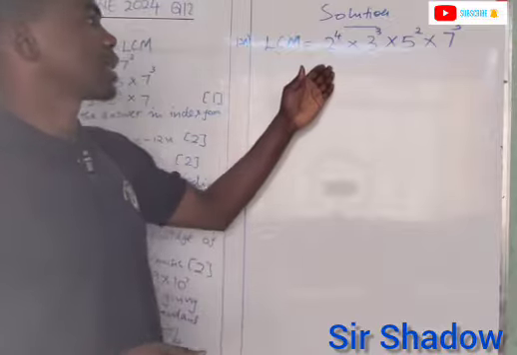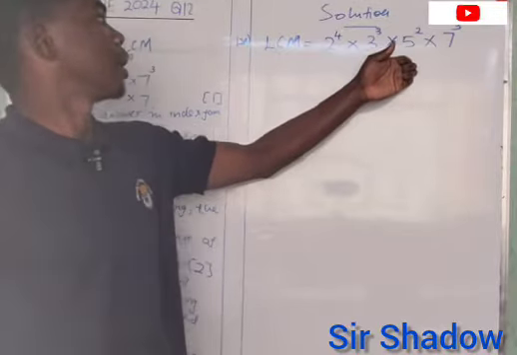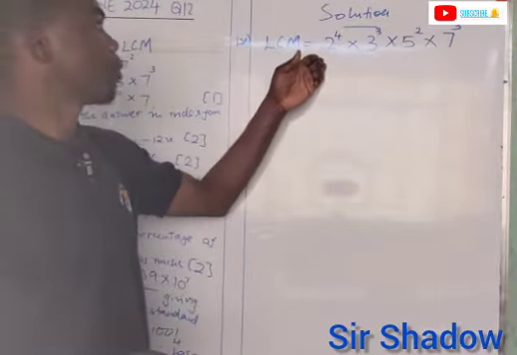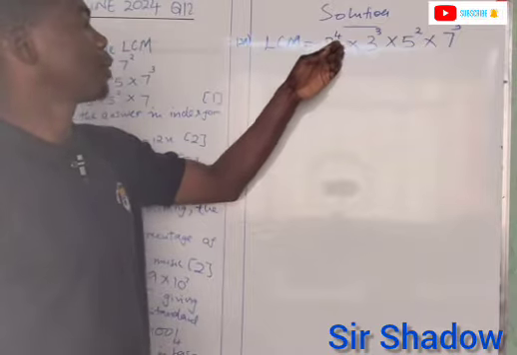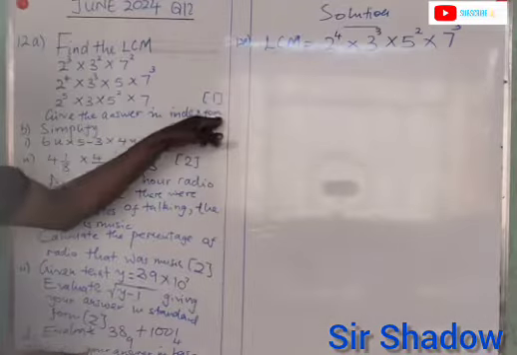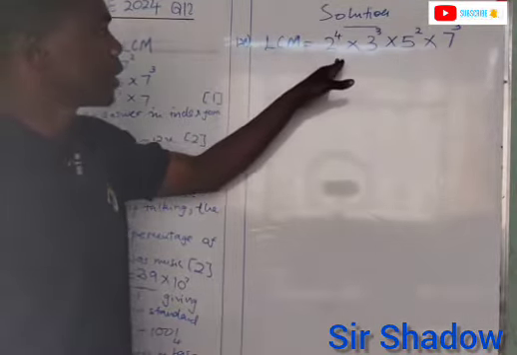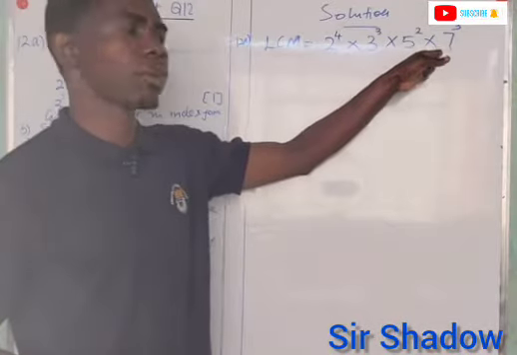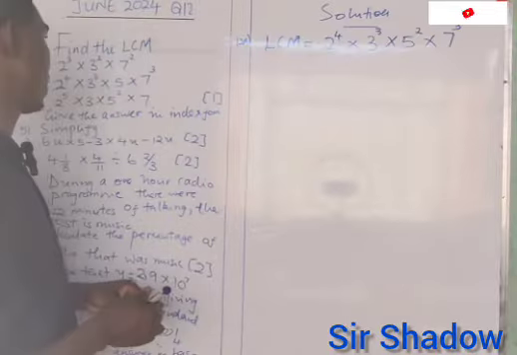We can express these as a single value, but we are asked to leave our answer in index form. This is our lowest common multiple expressed in index form.